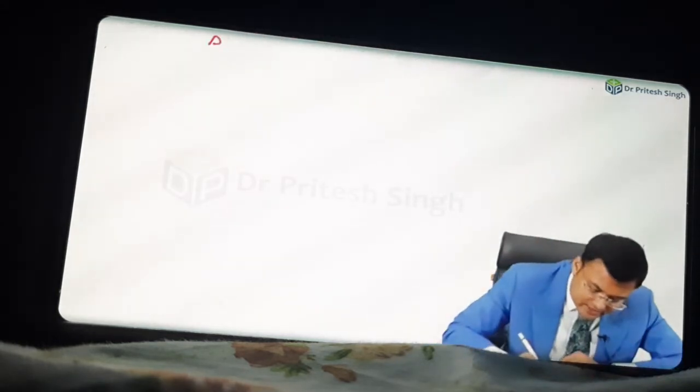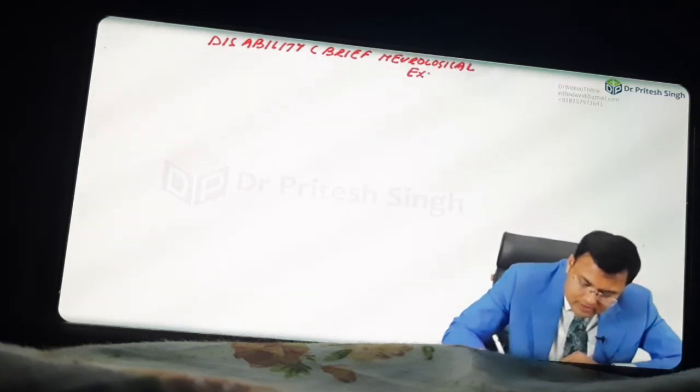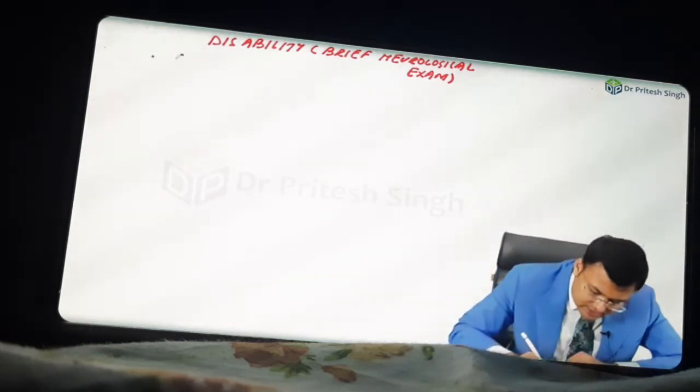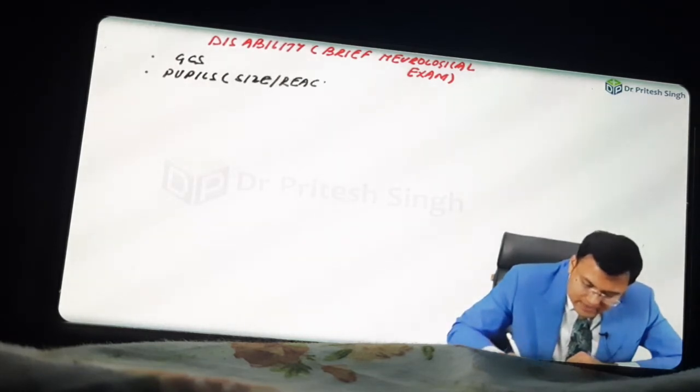Now D is disability. Here we perform a brief neurological examination. In this brief neurological examination, what are we going to assess? We are going to assess the Glasgow Coma Scale, and we want to assess the pupils. So here we assess GCS and the pupils. What do we see in the pupils? Size, reaction and equality.